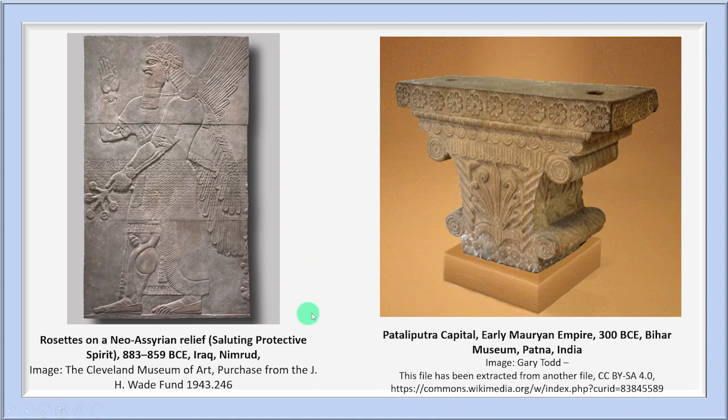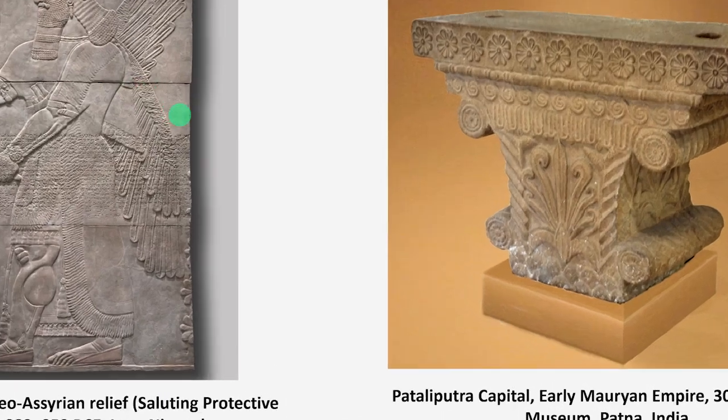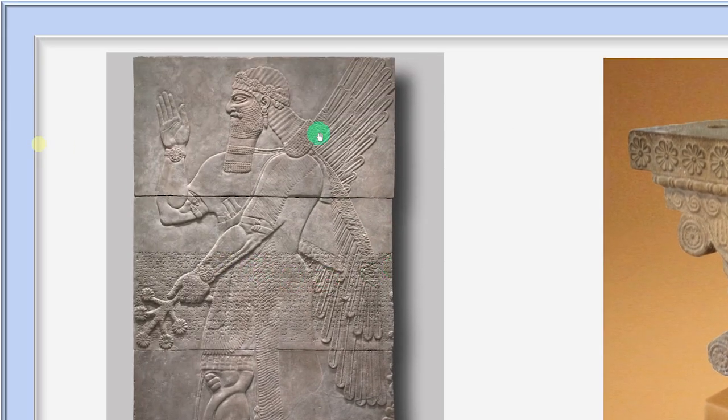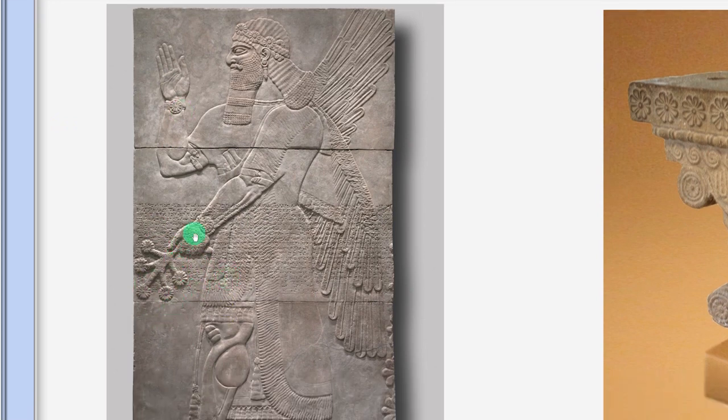Now we have Neo-Assyrian relief. It's a winged deity or protective spirit with gesture of salutation and symbols of agricultural bounty. So he's holding a tree branch that has rosettes on it. Then on his wrist you can see he's wearing a band with rosette on it.